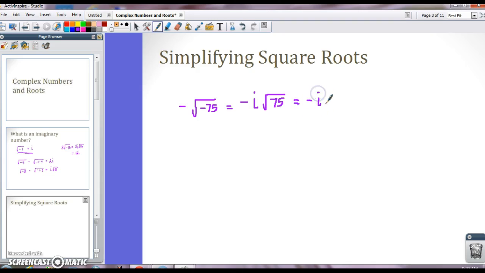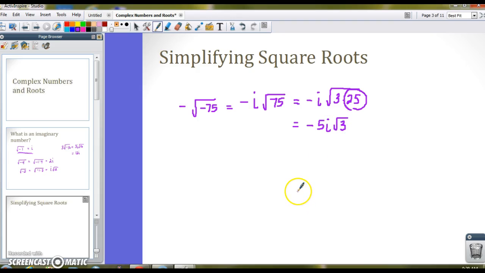Now, the factors of 75 would be 3 and 25. Here's my perfect square. The square root of 25 is 5. So I have negative 5i times the square root of 3. Okay, so you'll see I combined several different concepts about square roots all in this one problem. But it's important that you understand that negative underneath tells you you're going to have an i in your problem. Once you put the i in there, then you get rid of that negative under the radical. And then you're just simplifying.